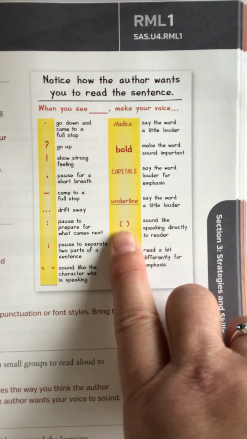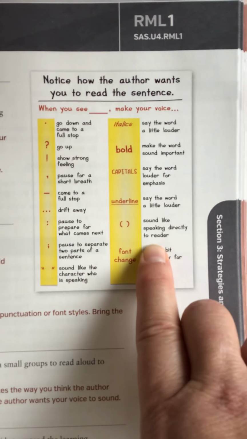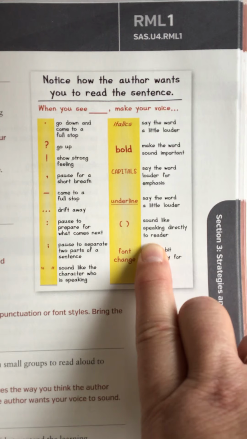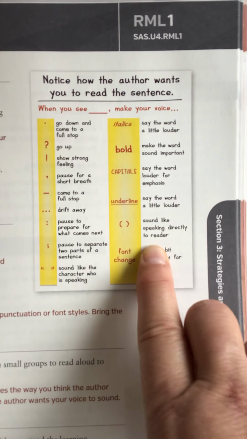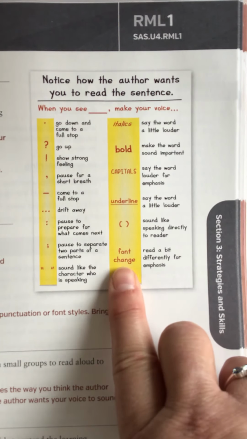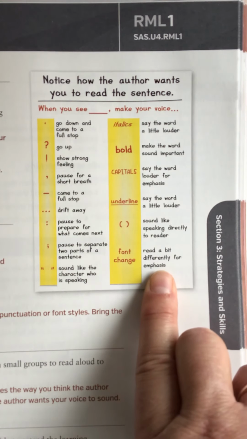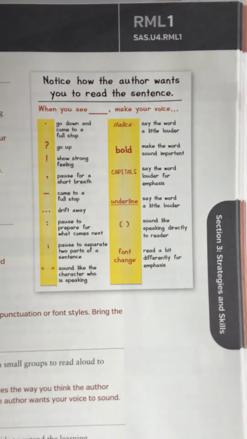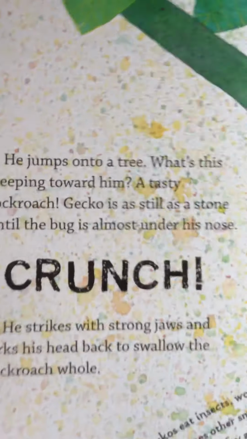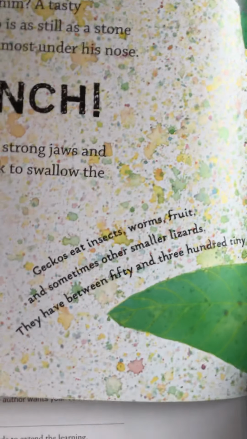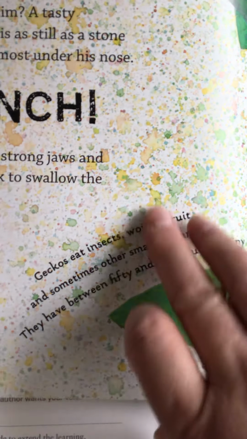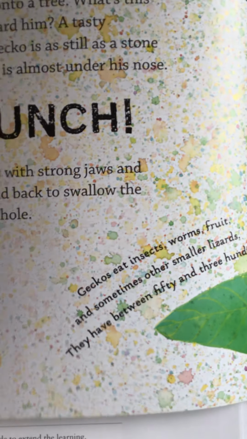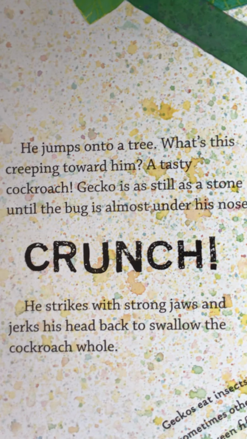If they're in parentheses, make your voice sound like you're speaking directly to the reader. So then you're like the narrator of the story, and you're telling the reader something that the character doesn't know. And if you see a change in font, you want to read a little bit differently for emphasis. So just like in our hybrid books, how we had two different kinds of fonts, one for fiction and then one for nonfiction. And so this one, the nonfiction part, can be read in a more normal voice, and the top part more like a story.